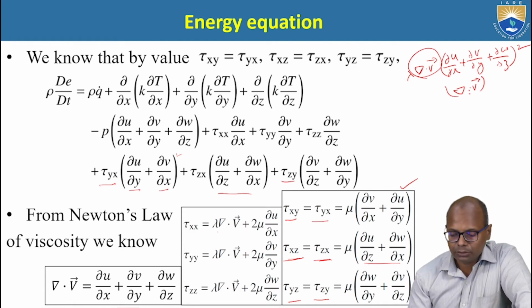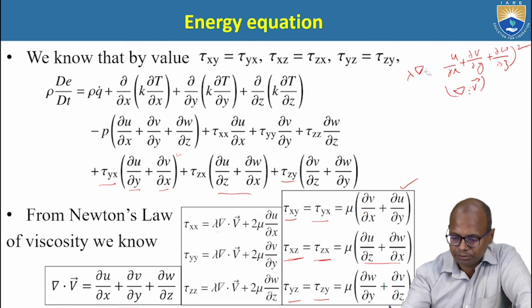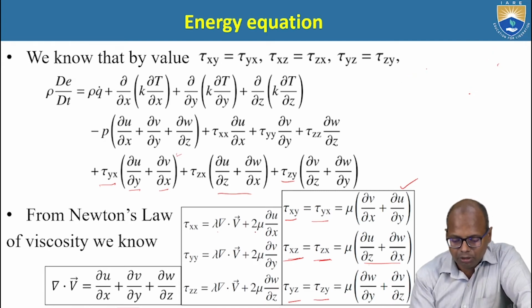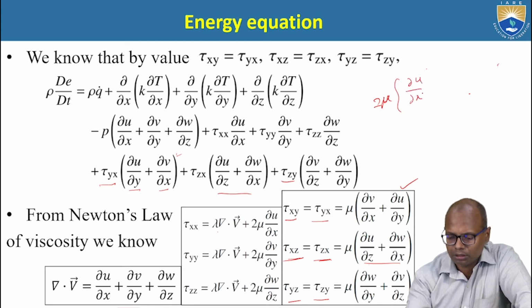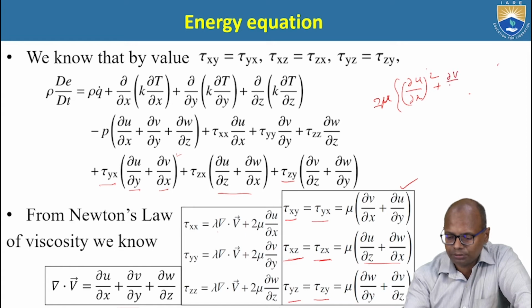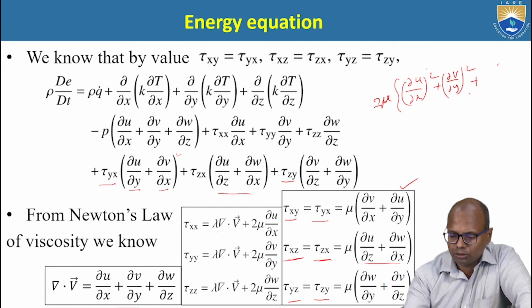Now what is the second term? So this is the first term. We will see the second term. What is the second term here? I have 2 mu. I can take this 2 mu common. Dou u by dou x whole square, this into this, plus dou v by dou y whole square plus dou w by dou z whole square.